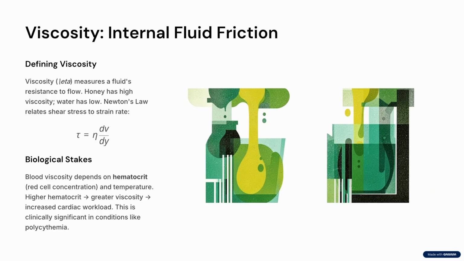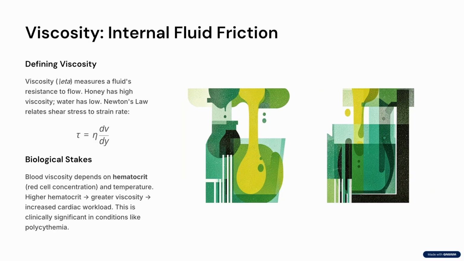The slide actually references Newton's law of viscosity here. It does. It mathematically links the shear stress we discussed earlier to the rate of strain. It maps exactly how fast a fluid will deform based on how thick it is and how much force is applied. So, what are the biological stakes of viscosity? Does the thickness of our blood actually fluctuate? Oh, it fluctuates significantly. Blood viscosity is highly dependent on a clinical metric known as hematocrit, which is the percentage of red blood cells occupying your blood volume.